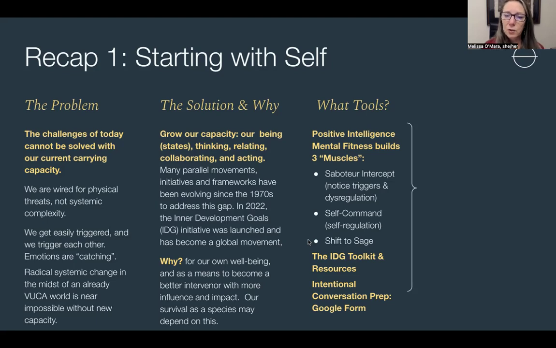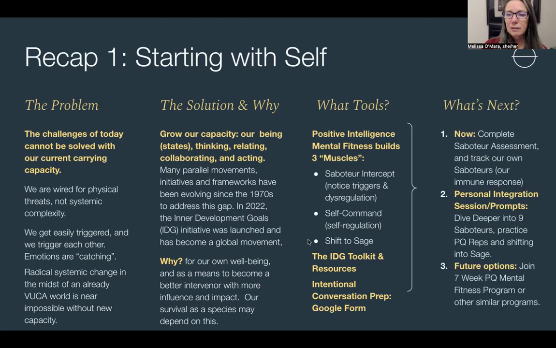And if you want to go further, you can look into that. You can look into the book, which is available in multiple forms. And there are learning programs that you can connect with me on and other positive intelligence coaches on. There are some inner development goal toolkits and resources, and we'll include something called the intentional conversation prep, which has us anticipate and begin to prepare to have a conversation with others and to anticipate their triggers and our own.